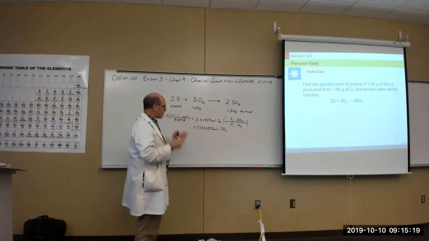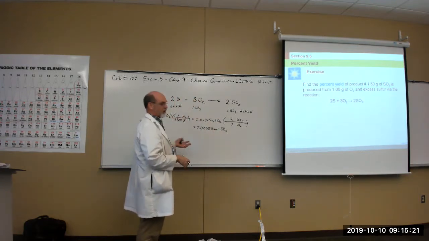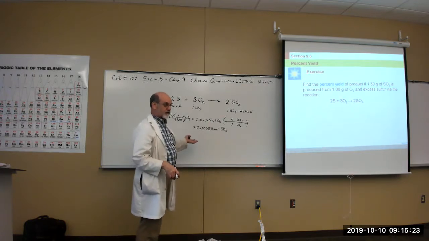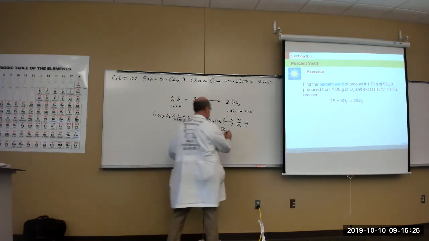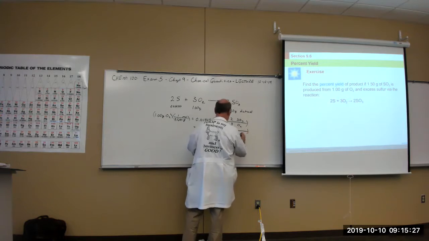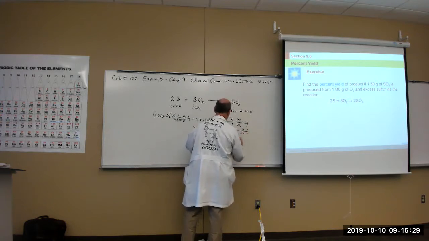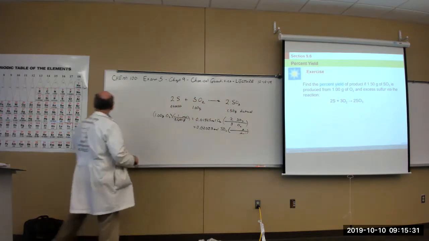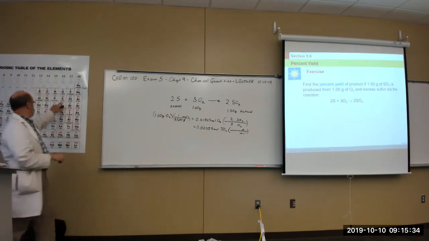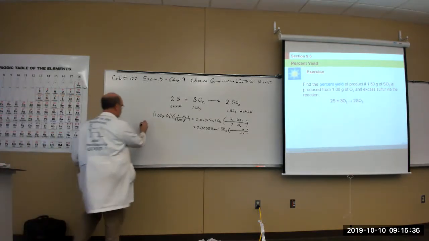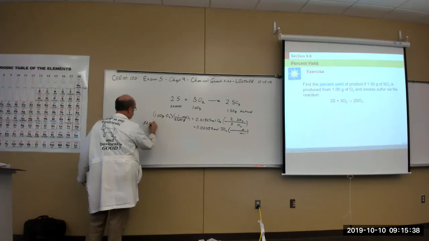What's the theoretical amount of sulfur trioxide? We need the molar mass, convert it back to grams. Right? We got moles on the bottom, grams on the top. So sulfur trioxide would be 32.07 rounded off. That's for sulfur.